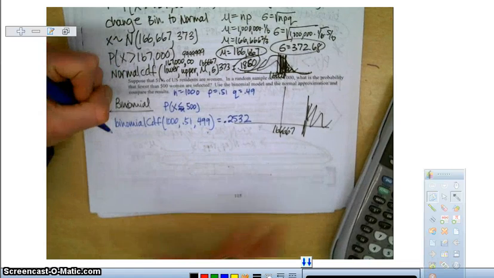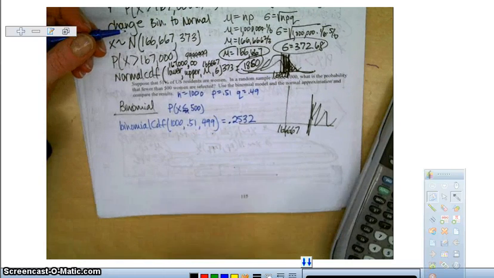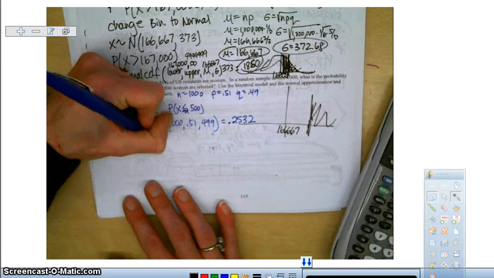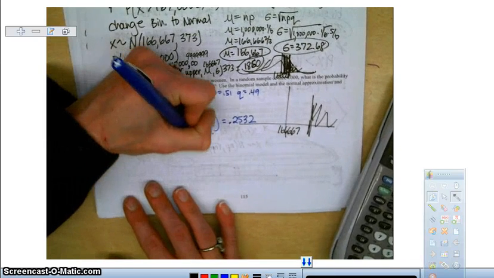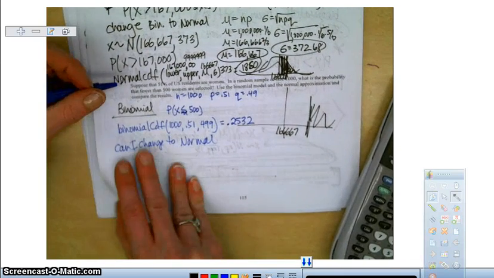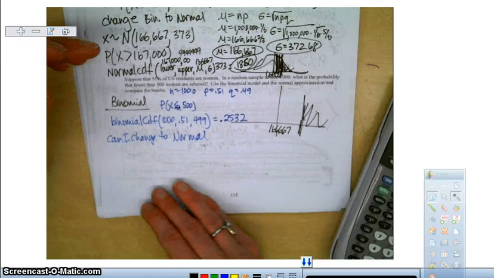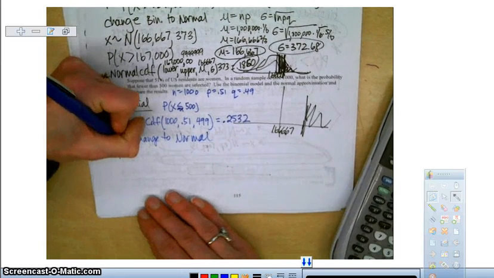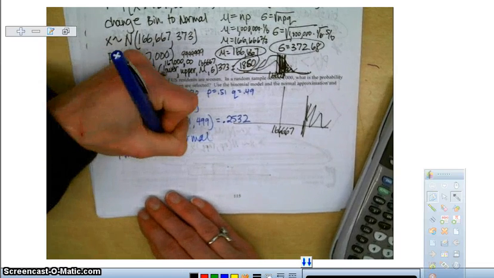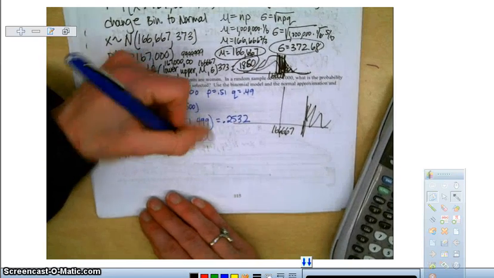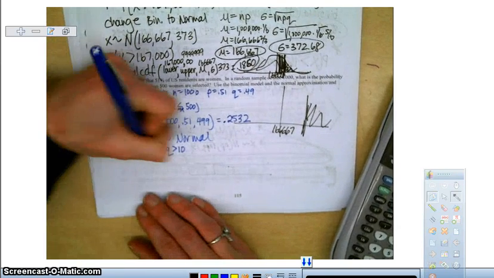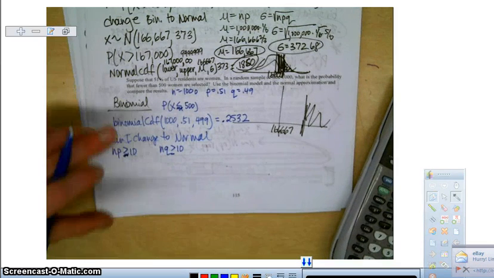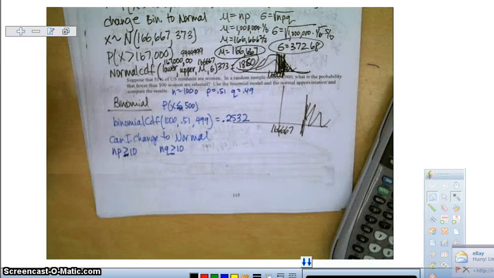So now let's change it to normal. Okay, so can I change it to normal first of all? I don't know. What do I have to check? What does it say on the bottom of the previous page you have to check? N times P is greater than or equal to 10, and N times Q is greater than or equal to 10. That's what I have to check before I can change it to normal. I don't just change it to normal, I have to see if it's okay to.